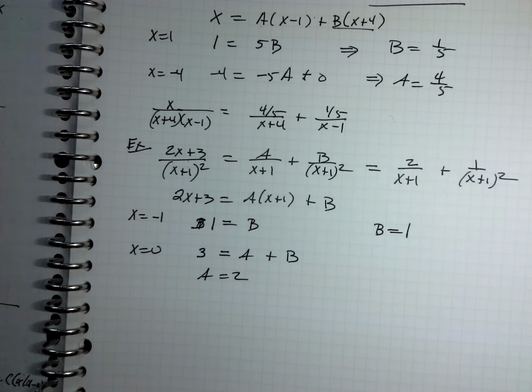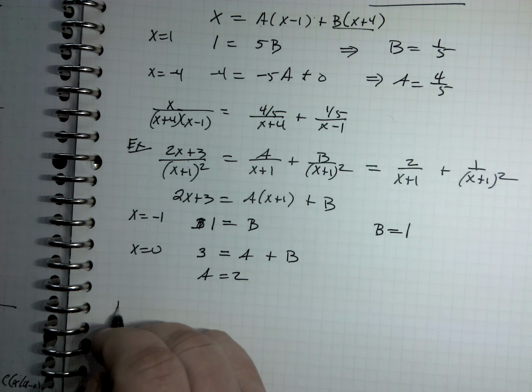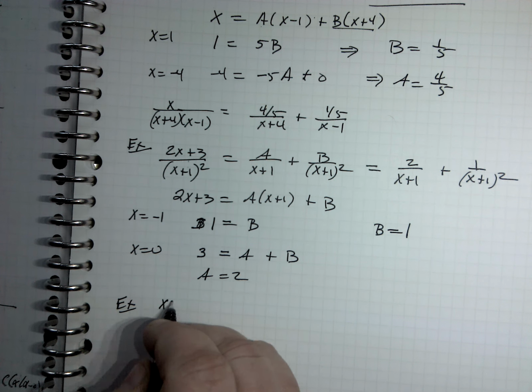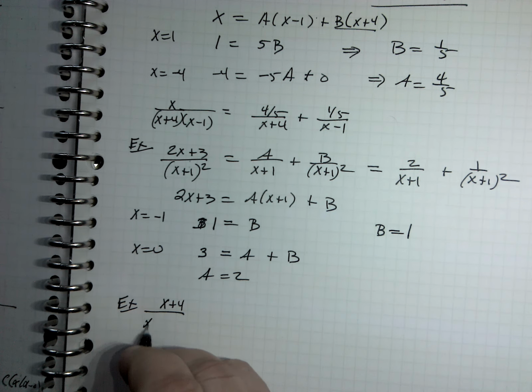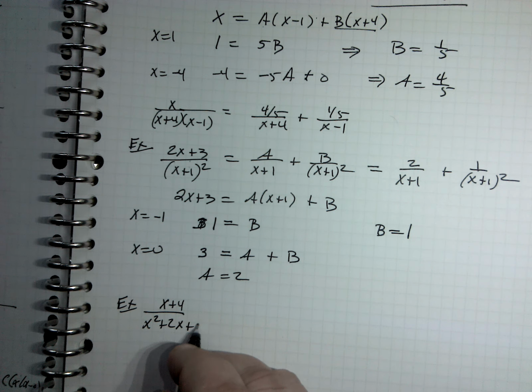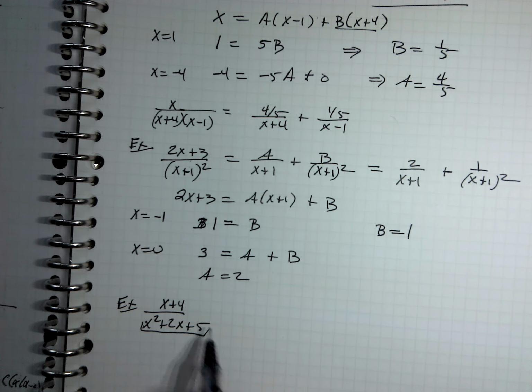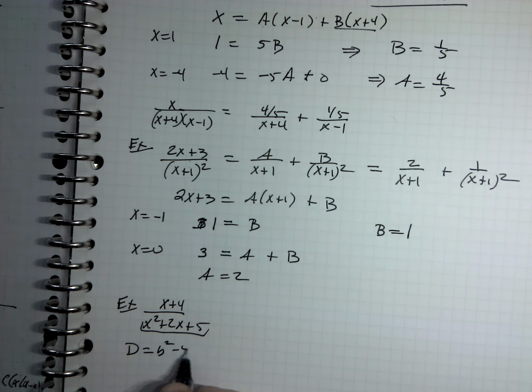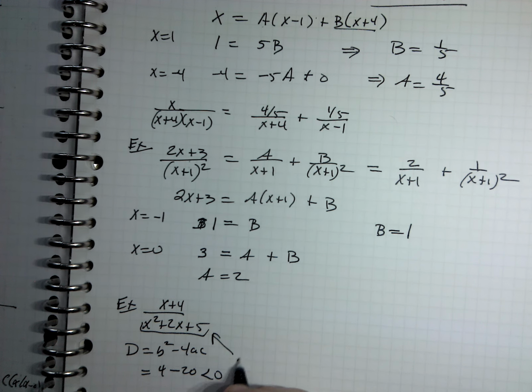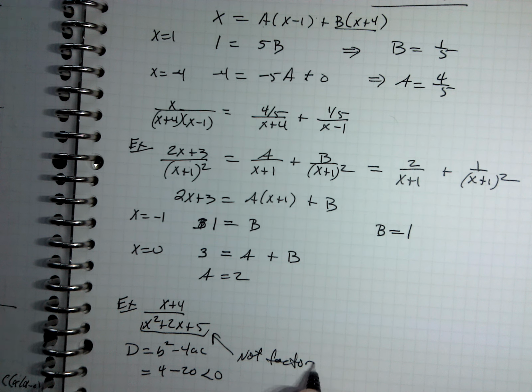Let's try another one as I look in my notes on the other side. How about if we had (x plus 4) over (x squared plus 2x plus 5). Now I look at this, and I don't think that's factorable. So I'm going to look at the discriminant, that's the part under the square root in the quadratic formula. The discriminant is b squared minus 4ac, which in this case is 4 minus 20. That's negative, which means this is not factorable.